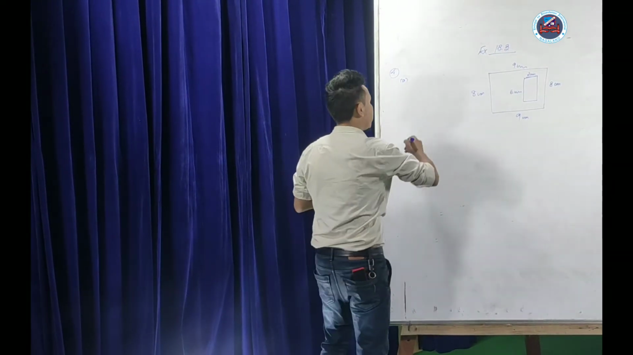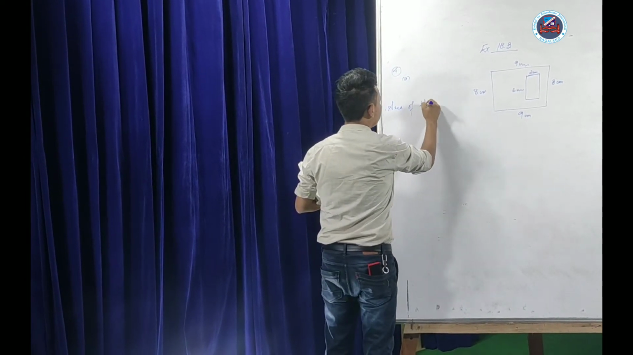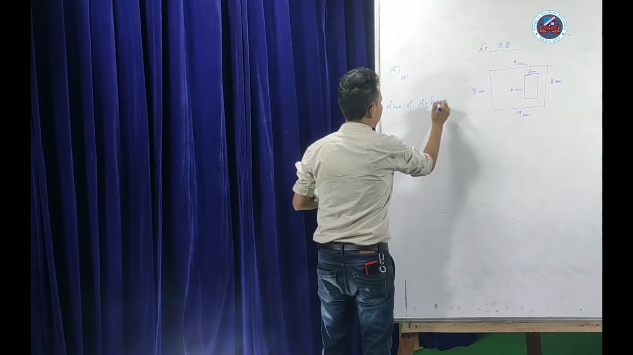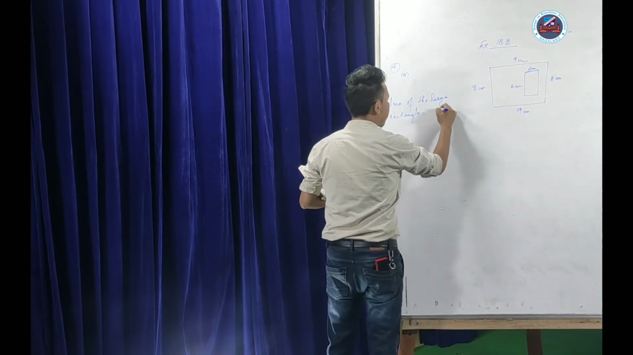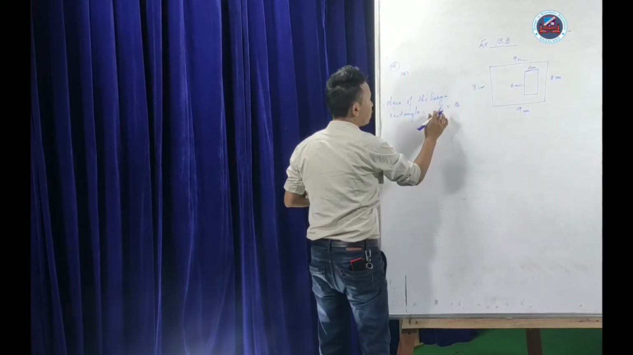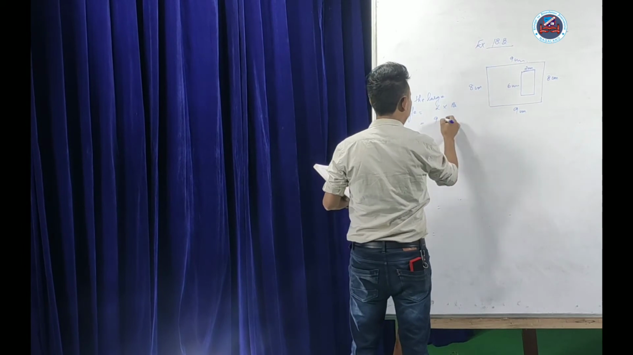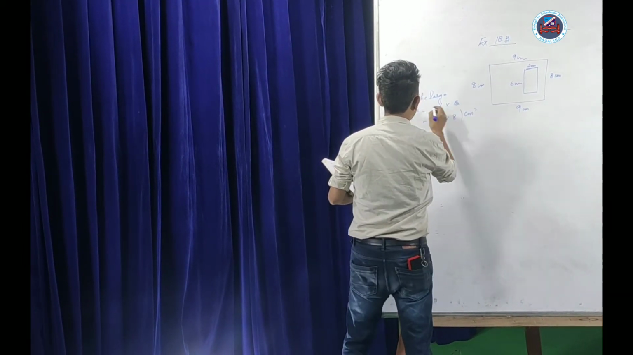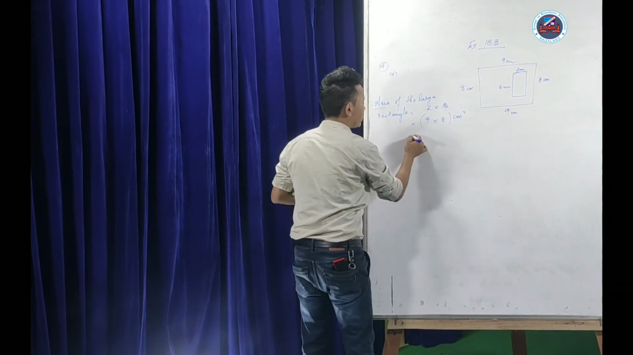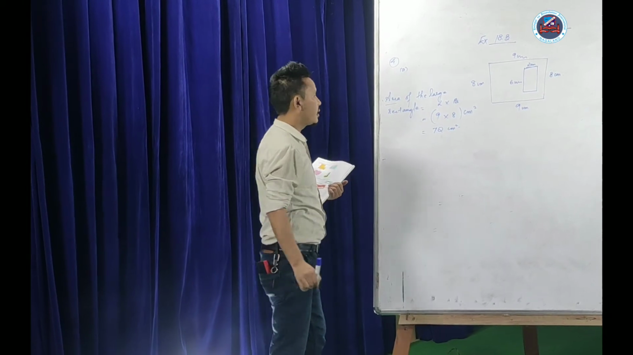So, now, area of the large rectangle. Formula is length into breadth. So, for the large rectangle, we have the length as 9 and breadth as 8. Since it's area, it will be in square units. It gives us 72 centimeters square. Clear?